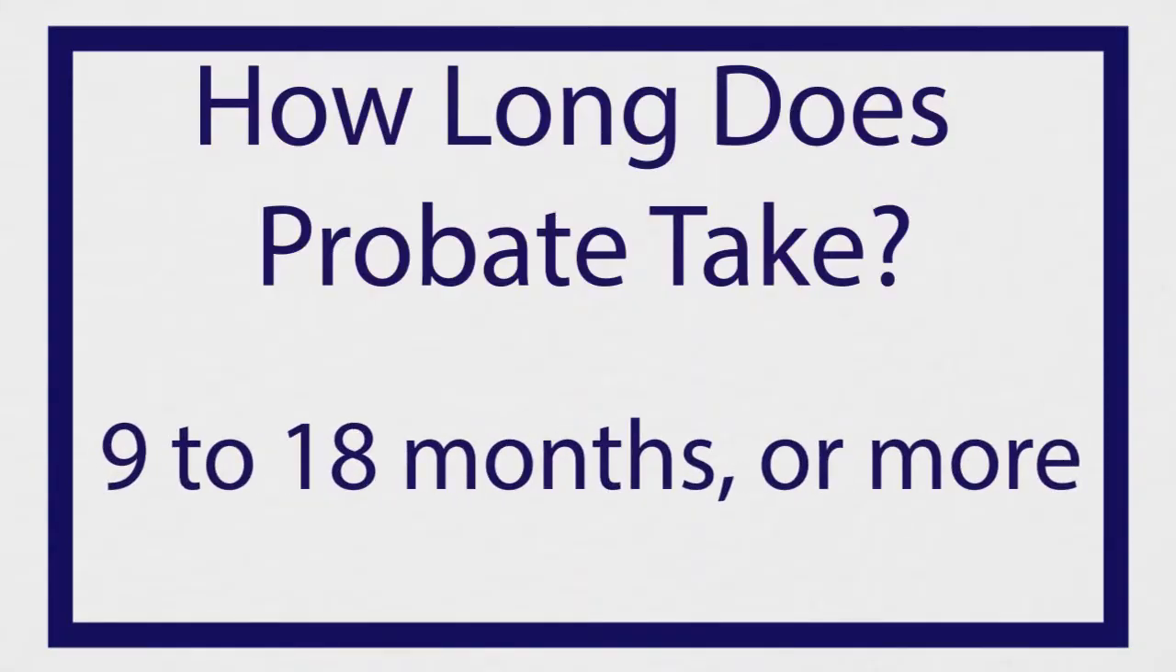So how long does this process take? The quickest that you can typically get through a probate in California is about 9 to 10 months. But generally speaking, most probates take closer to 18 months to finish here in California.